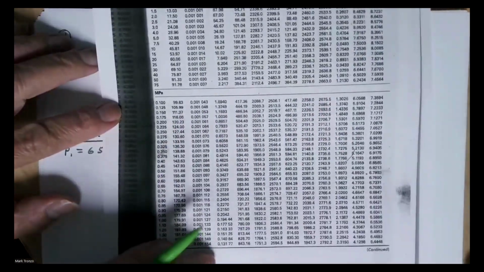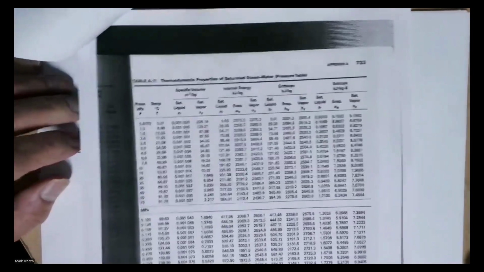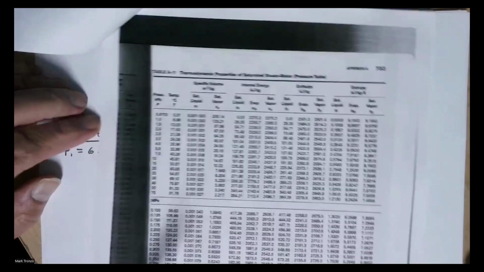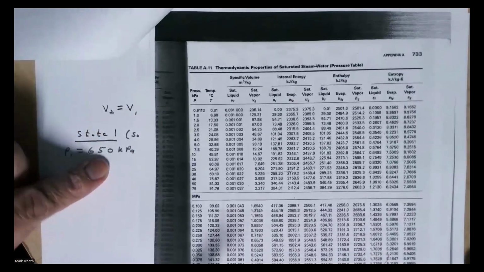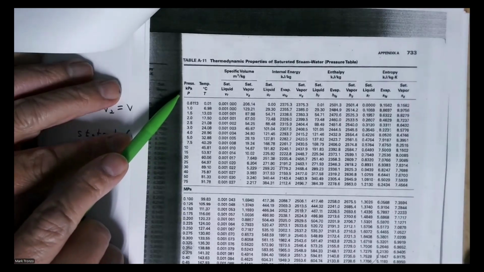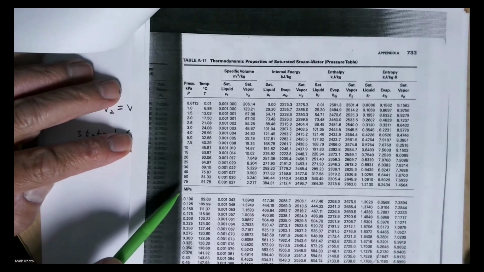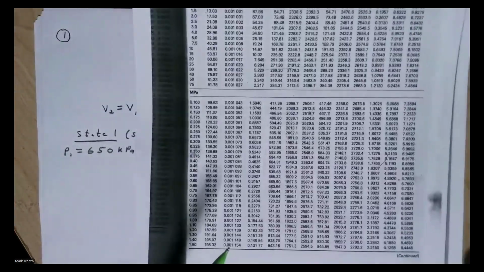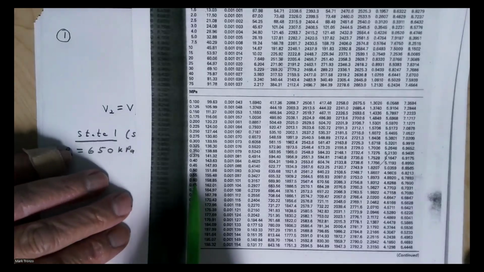And this is a table right here. In my book, it's table A11. And we want 650 kPa. So we're going to have to look up 650 kPa. It's not there. Down here is MPa. So under MPa, we're going to look at 0.65 MPa. And so that's going to be this line right here.